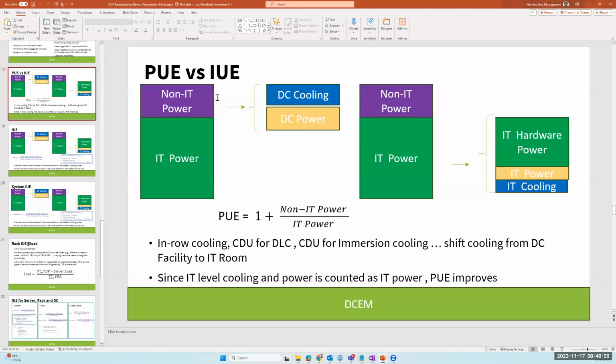So PUE, we are saying it's DC cooling, DC power. There's non-IT. The remaining is IT power, right? Right. Yes. In order to get this, are we really asking for rack level data to come out, or is it at the data center level, not a node level or a rack level?